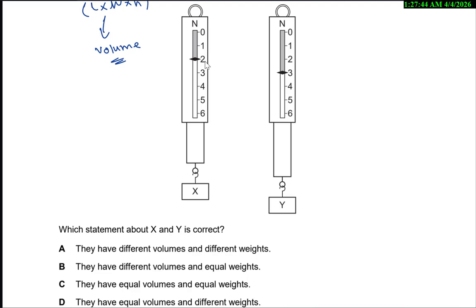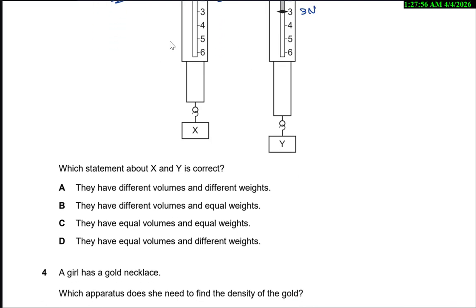So as you can see, on X we have 2 Newton weight and object Y have 3 Newton weight. They have different weight but have same volume. So option D is the correct answer. They have equal volume and different weights.